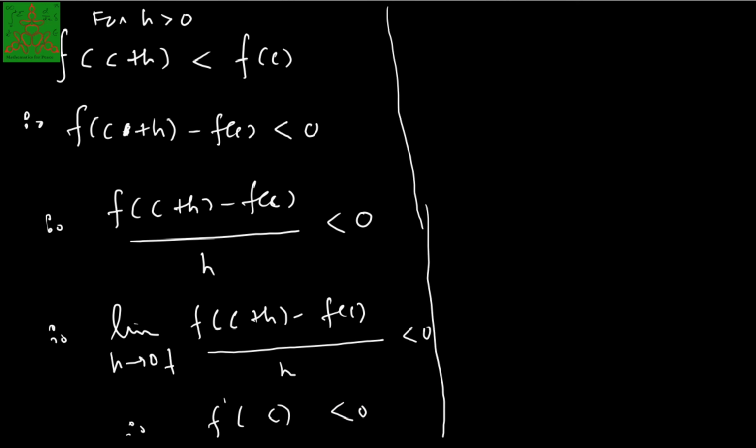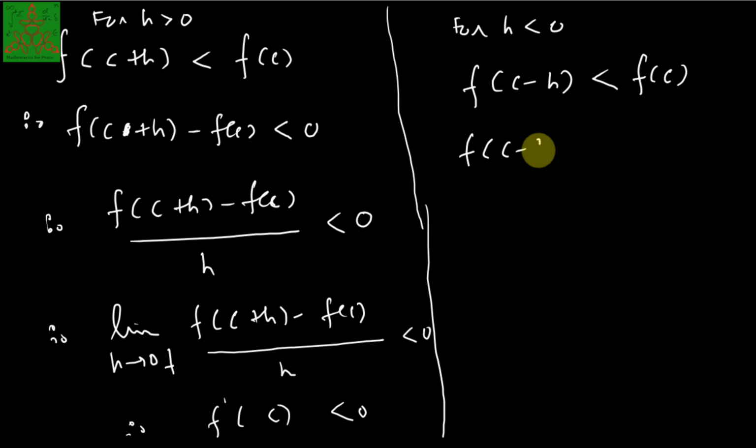On the other side, for h negative, f of c plus h is less than f of c, because f of c gives you the maximum value of the function f. So it has to be maximum for all the values which we have. So therefore this will give you f of c plus h minus f of c is less than 0.